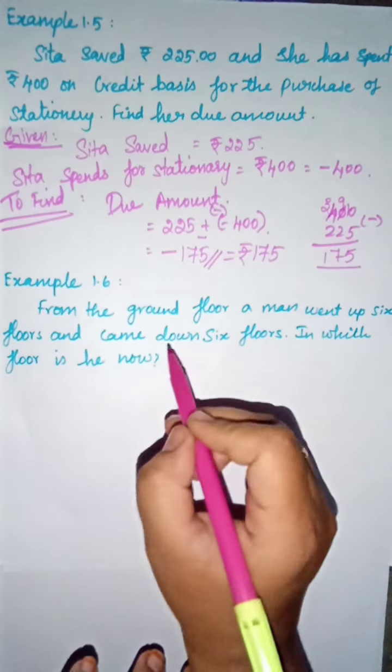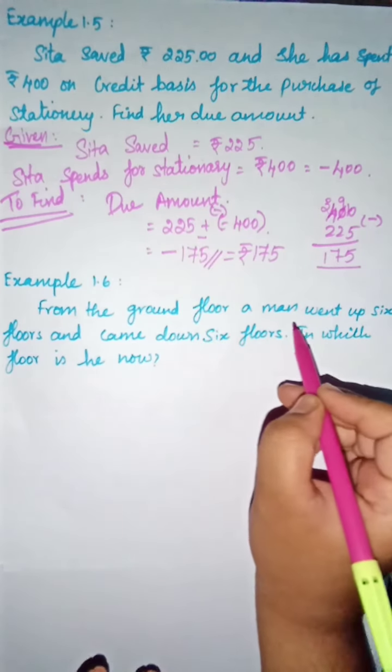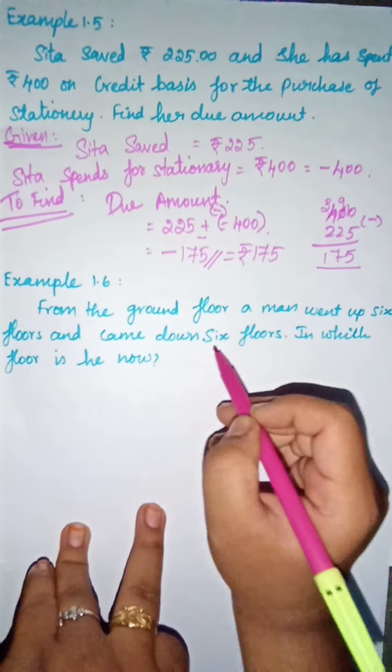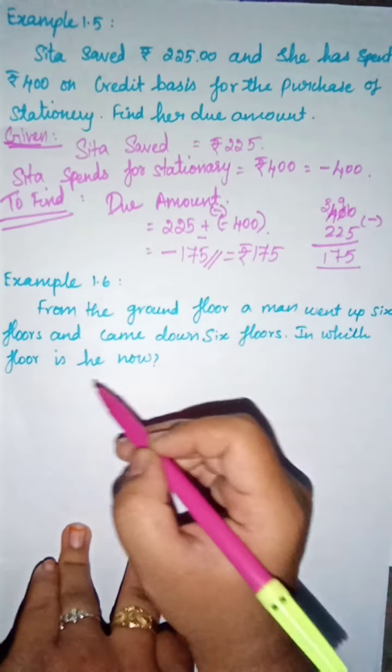Okay, from the ground floor a man went up 6 floors and came down 6 floors. In which floor is he now?